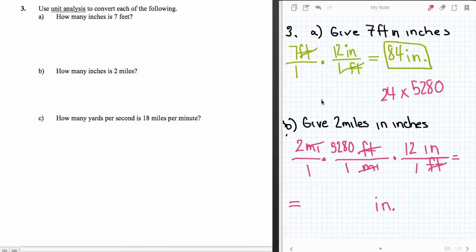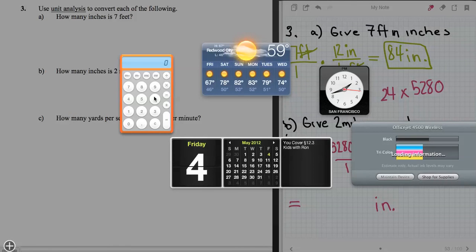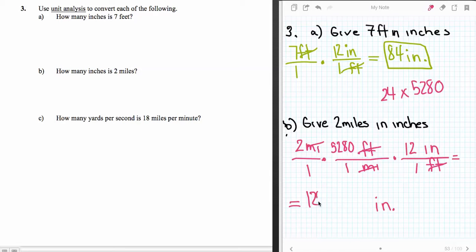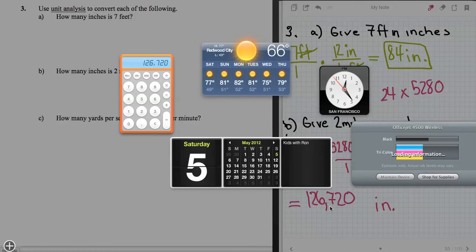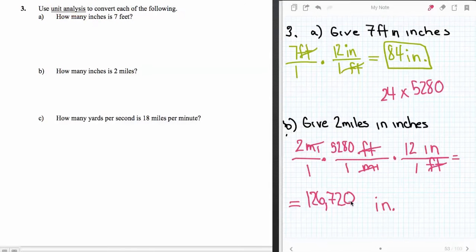So let's see. Let's bring in our calculator here. So we have 5,280, and we're going to multiply that by 24, and that's going to equal 126,720. 126,720, and that will be the number of inches. Let me check and make sure I wrote it down correctly. 126,720 inches. There we go, and that's our number of inches, and so that'll be that one.